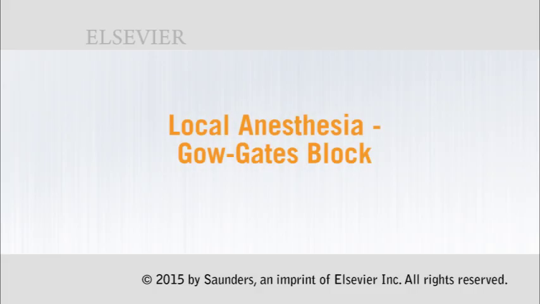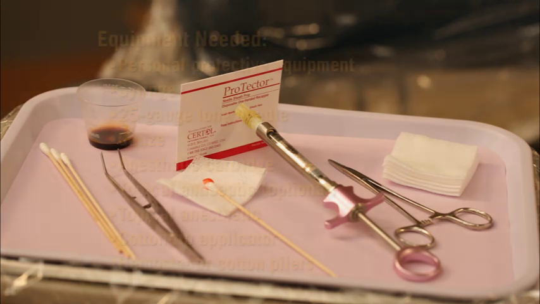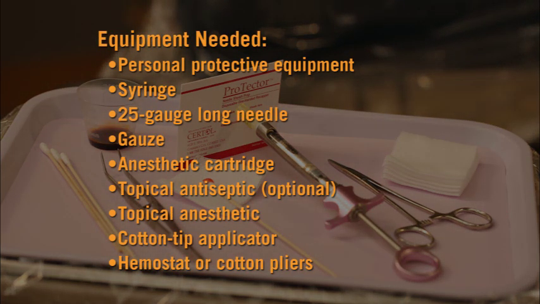Local anesthesia, Gow-Gates Block. The equipment needed for this procedure is as follows: personal protective equipment, syringe, 25-gauge long needle, gauze, anesthetic cartridge, topical antiseptic, optional topical anesthetic, cotton tip applicator, and hemostat or cotton pliers.